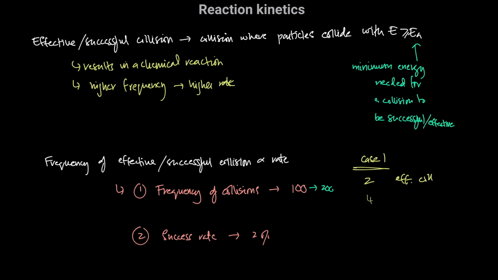So I have 4 successful collisions, or 4 effective collisions, taking place per unit time. The third thing I can do is, instead of affecting the frequency, I can also increase the success rate.